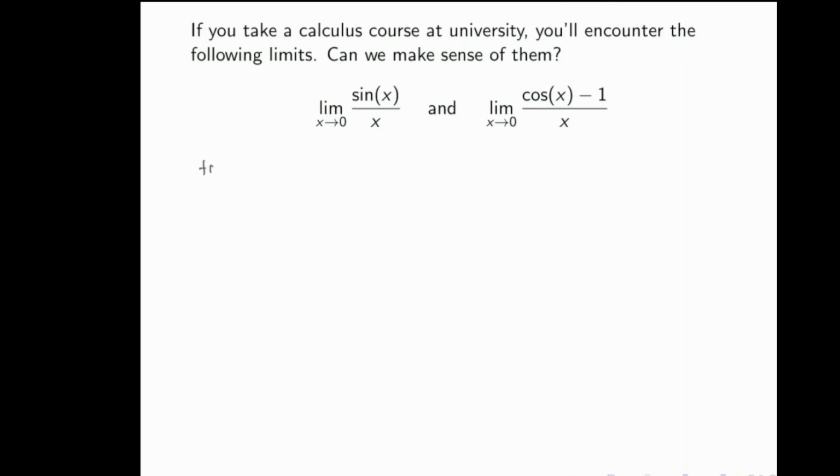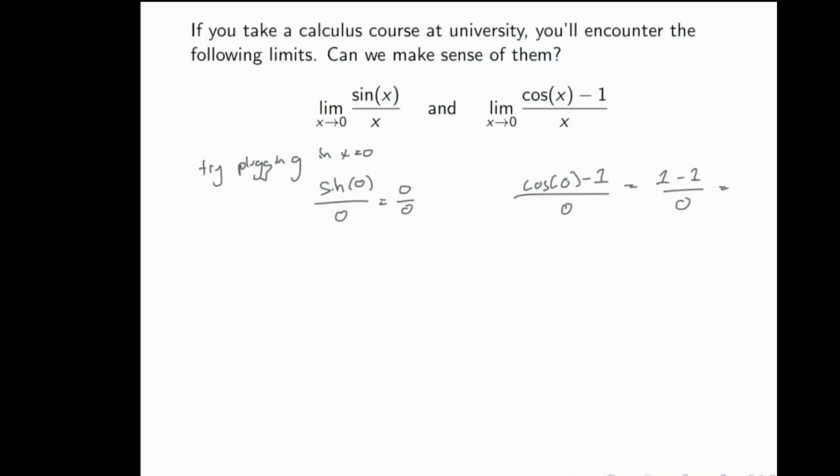We can try plugging in, but we'll see very quickly that sine of 0 is 0. So we get 0 over 0. And of course, the same thing happens over here. So cosine of 0 minus 1 over 0. But again, that's going to be 1 minus 1 over 0, which is 0 over 0.